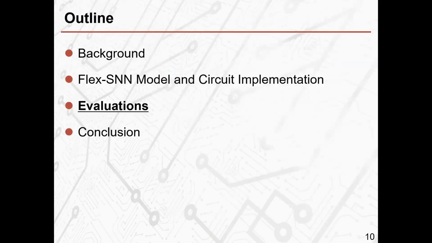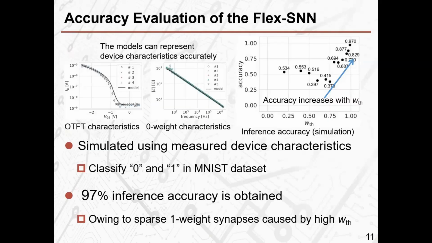And then I show the evaluations. Here we evaluate the inference accuracy of Flex-SNN in circuit simulations. The leftmost and the middle figures show the device characteristics used in the simulations. The OTFT characteristics and zero-way synapse characteristics can be successfully modeled as shown in these figures. And one-way synapse characteristics and wire crossing resistances are calculated using the resistivity of Au and Al electrodes.